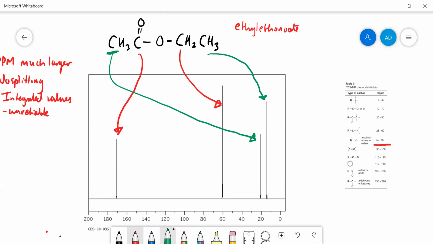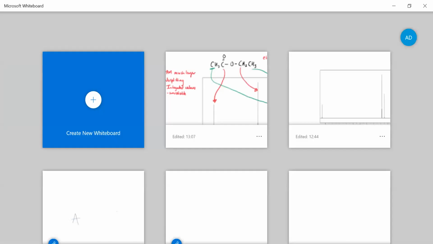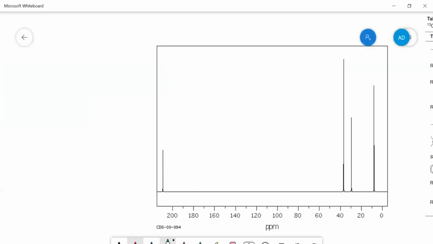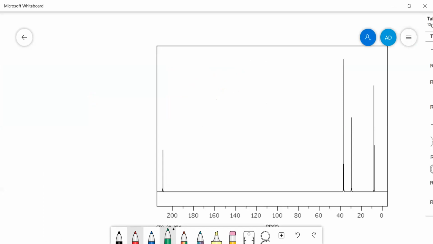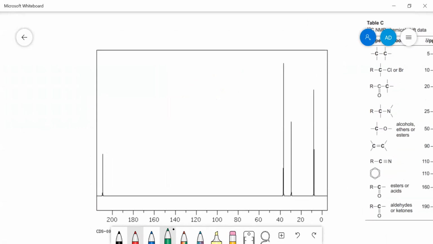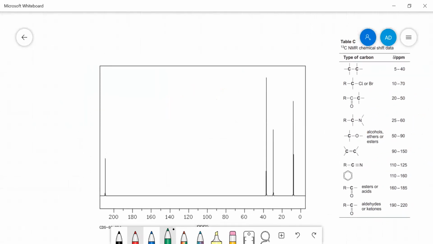Okay, so let's have a look at another spectrum. This time it is another 13C, for butane-2-one. Butane-2-one, so we've got CH3.